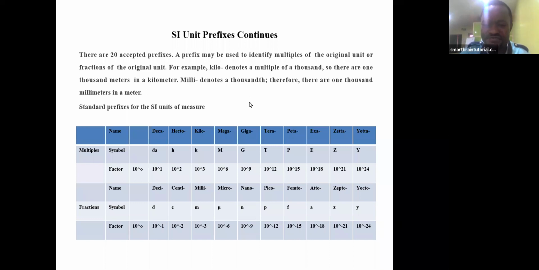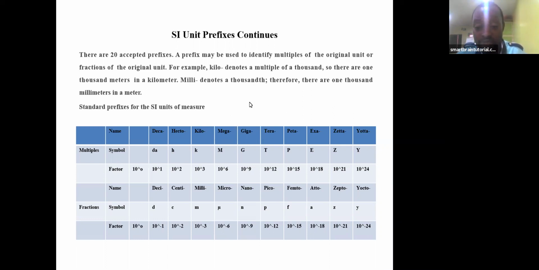Next one is the pico. The pico is even smaller, 10 raised to the power of minus 12. So whatever you want to measure, if it is length, it is called picometer. 1 picometer is 1 meter divided by 1 and 12 zeros. That's a very large quantity, about 1 trillion. And then if it is gram, 1 picogram is like 1 gram divided by 1 and 12 zeros.